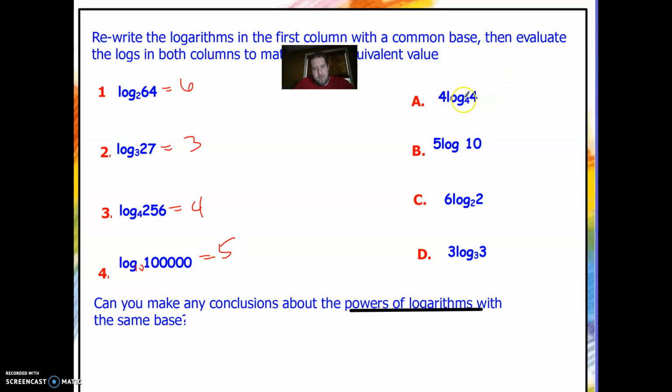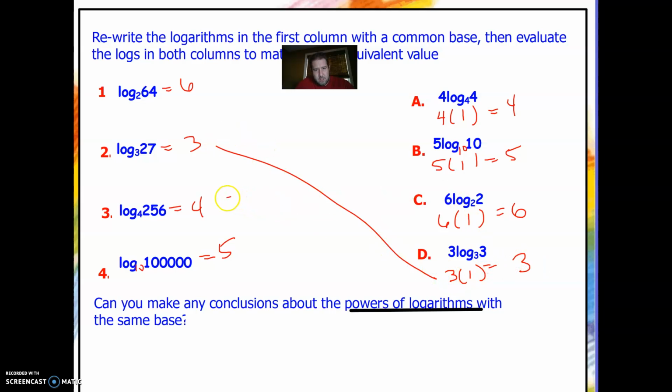Okay, so now over here, I'm going to do kind of the same thing. So this is really 1, but it's being multiplied by a coefficient of 4, so this becomes 4. So log base 10 of 10, so that's 1, so this is 1, and then you multiply it by 5, so that equals 5. This is 1, and then you multiply it by 6, and that equals 6. This is also 1, you multiply it by 3, you get 3. All right, so there's your match, there's your match, there's your match, there's your match.